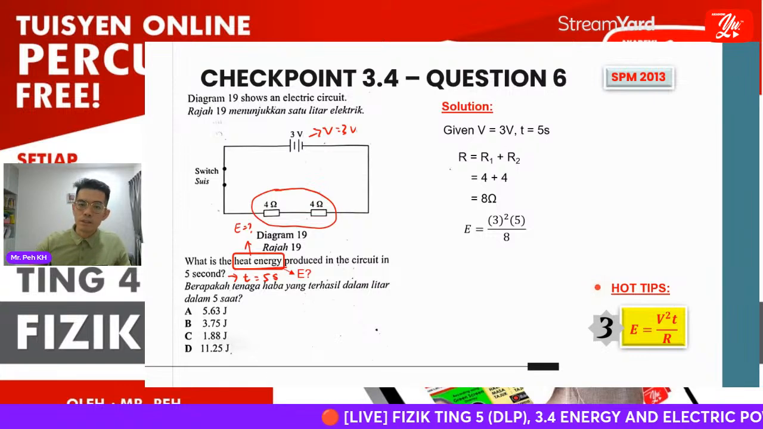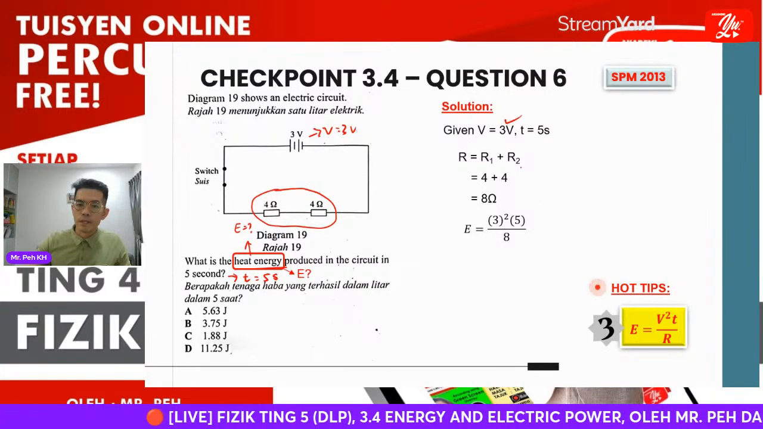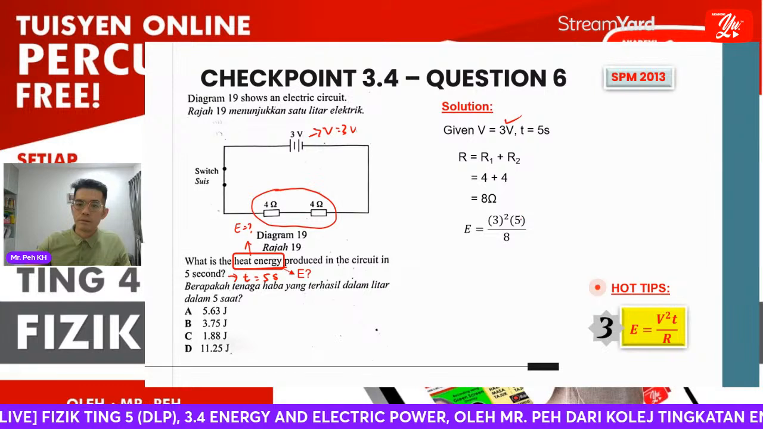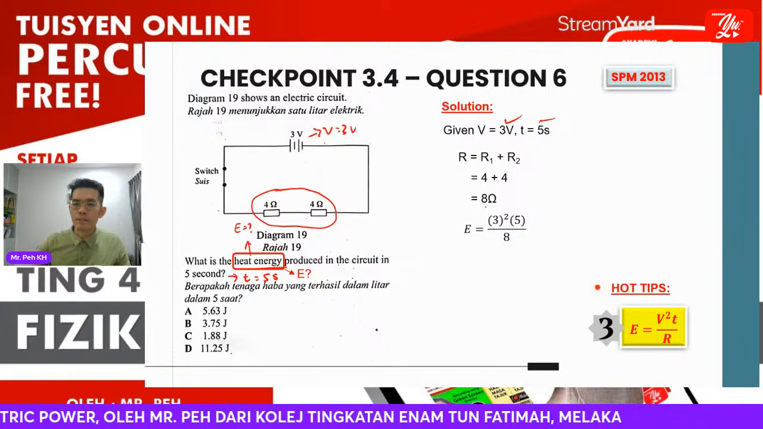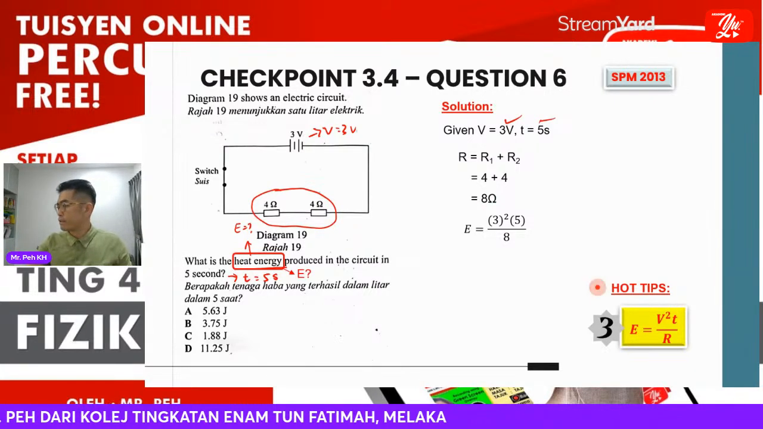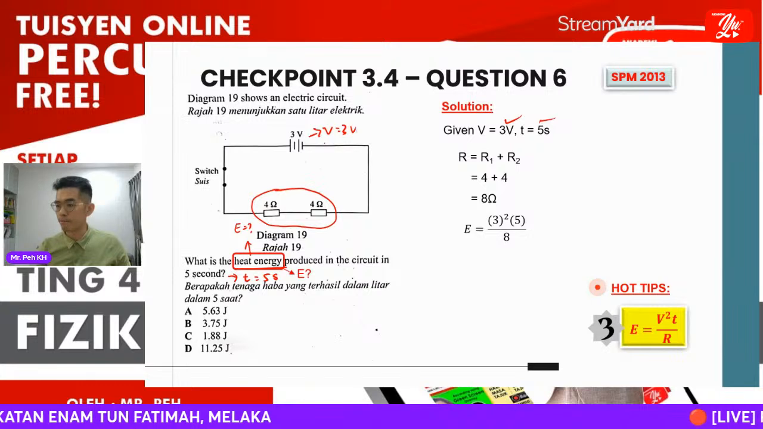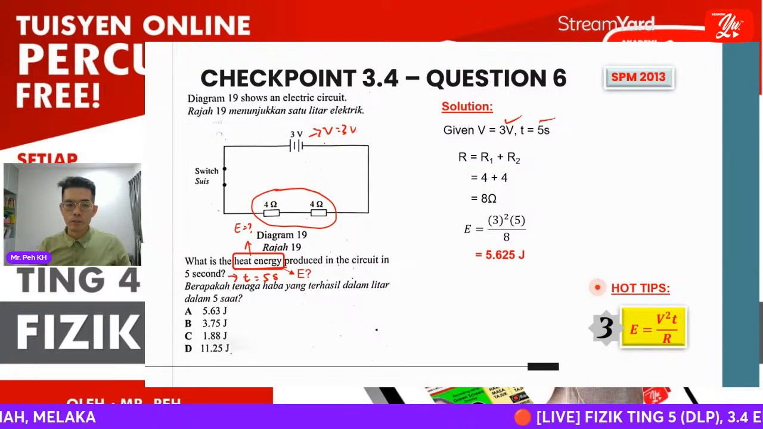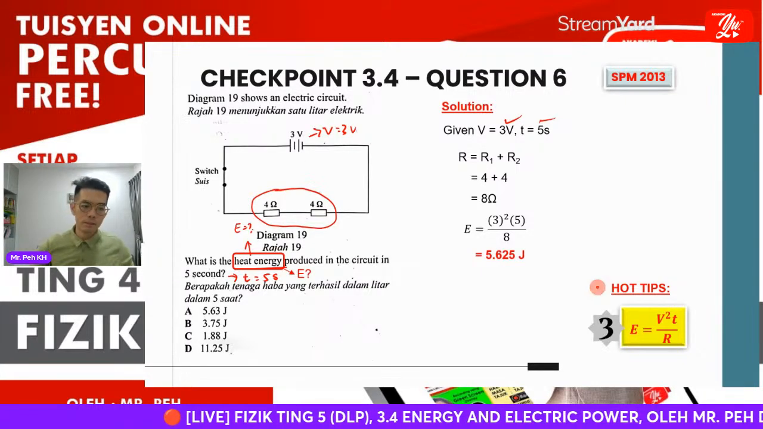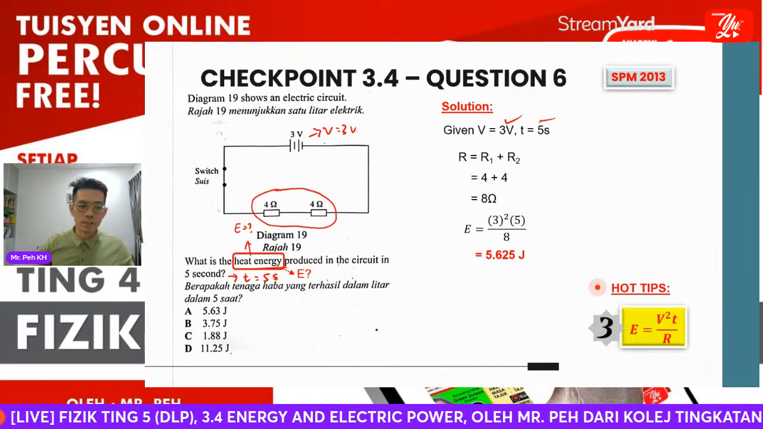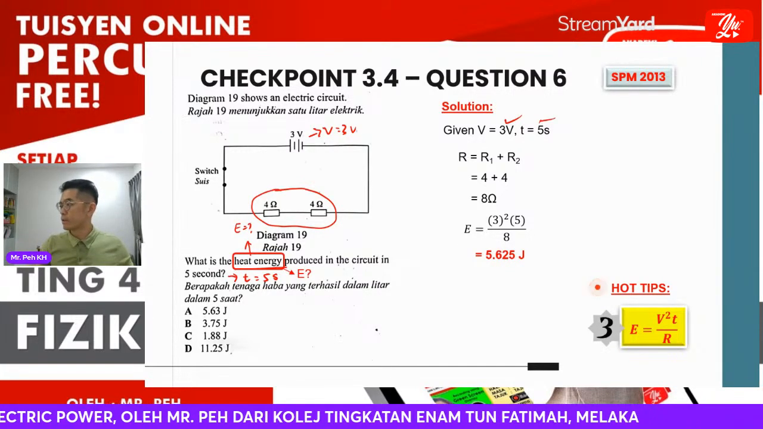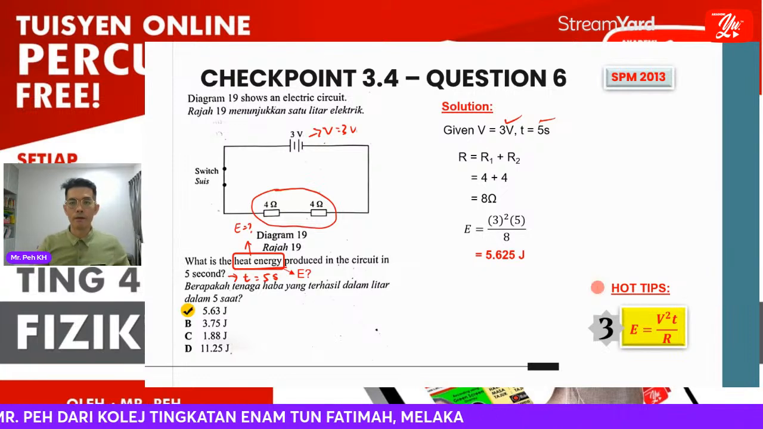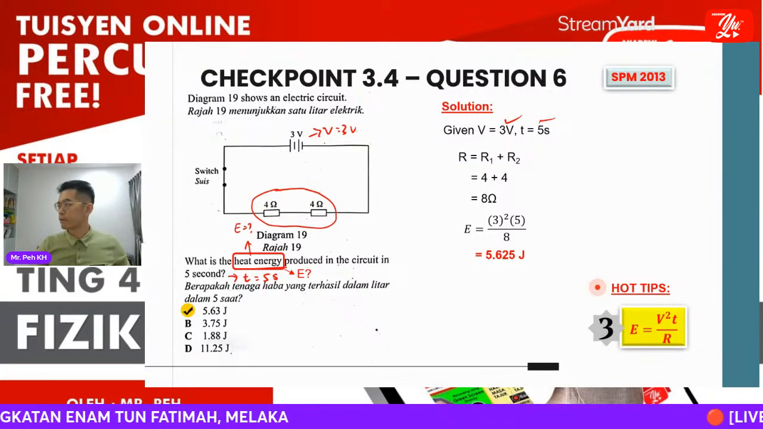So V will be 3, then T will be 5, and then the R here, we need to find the effective resistance, 8. Okay, so then you just press calculator, then you can get your answer now. So here the answer will be 5.625 joule. Okay, and then the answer here is only given to 2 decimal places, so you can round off to 5.36 now. Okay, so the answer here is very clear. There will be A.